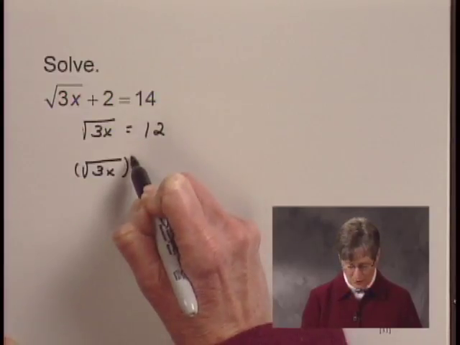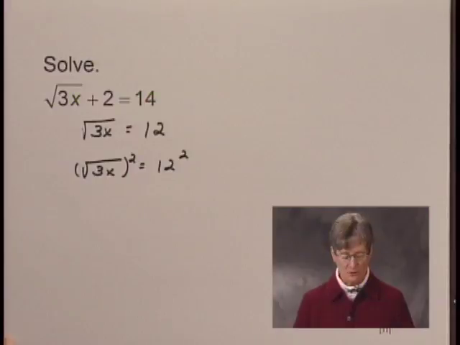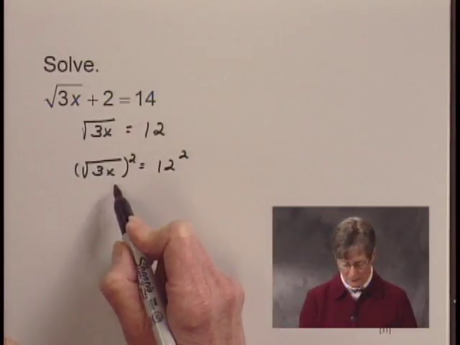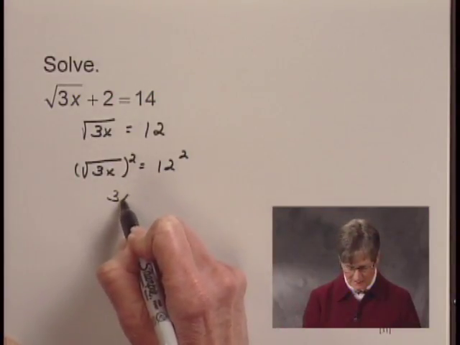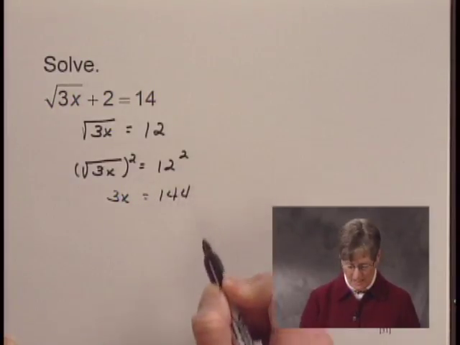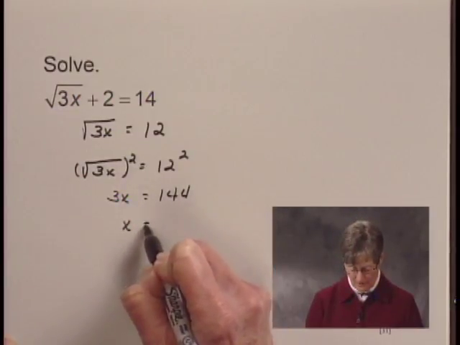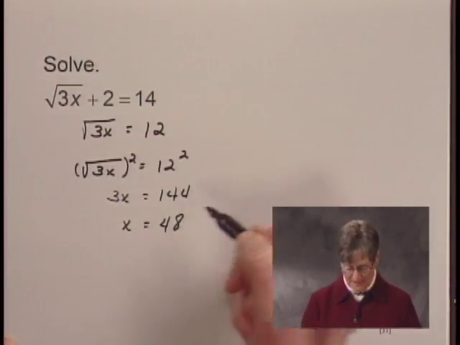On the left, I have the square root of 3x squared, and that's equal to 12 squared. The square root of 3x squared is 3x, and 12 squared is 144. And to finish the solution, I can divide both sides by 3, and I get x equals 48.